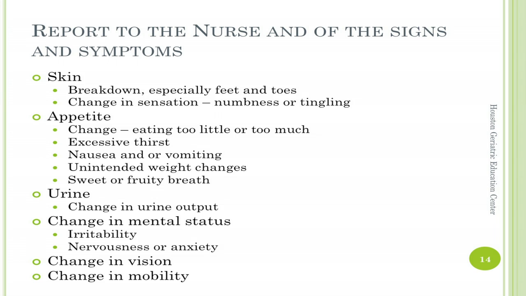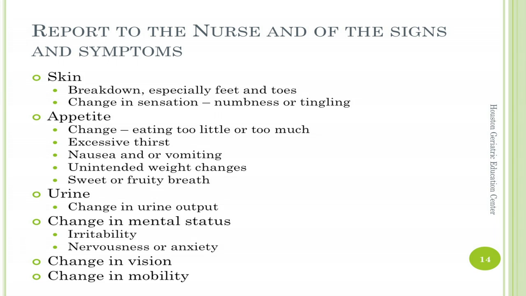Their appetite, you might notice that they might eat too much or too little. They could have excessive thirst, nausea, vomiting, unintended weight changes, or sweet, fruity breath, and that's just another result of having high blood sugar. It makes your breath smell sweet or fruity. That's not anything I've ever smelled personally with patients, but I think it's just a part of the picture. So if they just had that by itself, it might not mean anything, but if they have that with other symptoms, then it should cue you in that maybe we should check the blood sugar, or definitely report to the nurse and go from there.